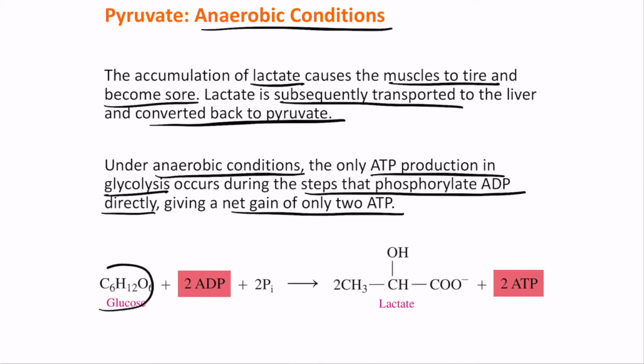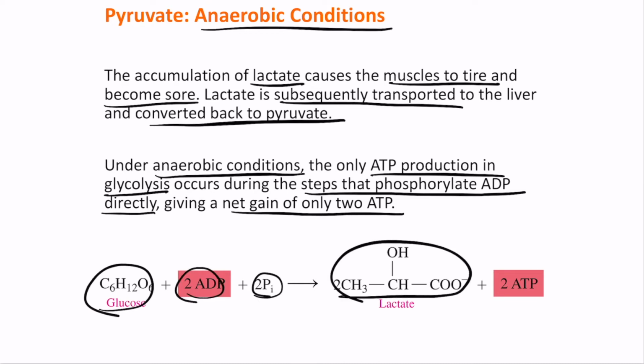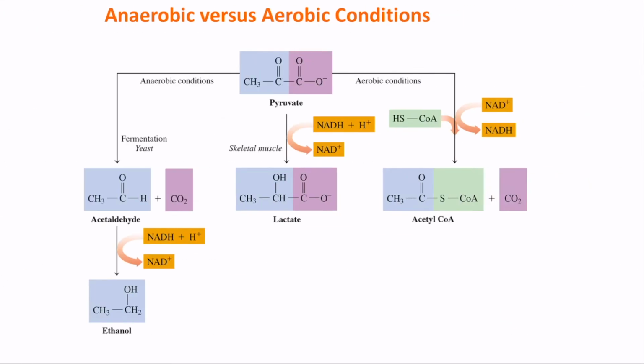So you have glucose with 2 ADP and 2 phosphate creating 2 lactate molecules and 2 ATP molecules. So there is not enough ATP created. That is the reason why anaerobic conditions are different from aerobic conditions. So this is how anaerobic and aerobic conditions differ.